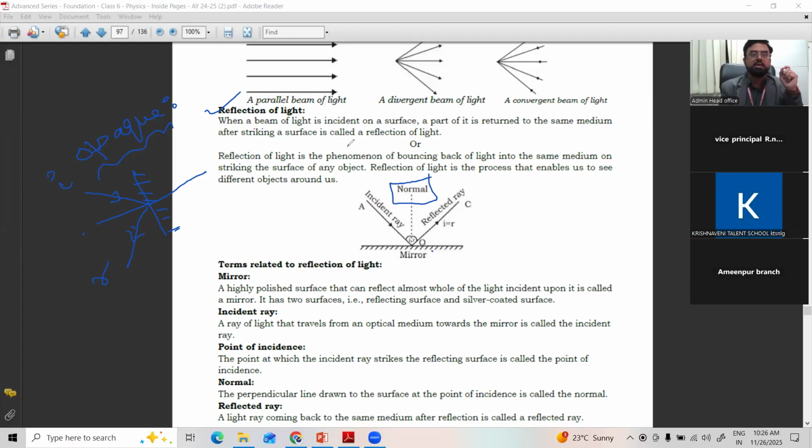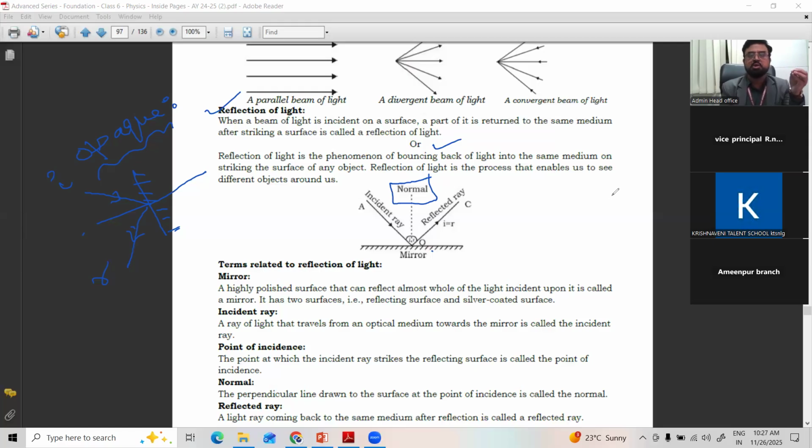When a beam of light is incident on a surface, a part of it is returned to the same medium after striking the surface, called reflection of light. Or reflection of light is the phenomenon of bouncing back of light into the same medium on striking the surface of any object. But the condition here is the object must be opaque. It's not transparent or translucent, because transparent will let the light pass through. There is no chance of bouncing back.